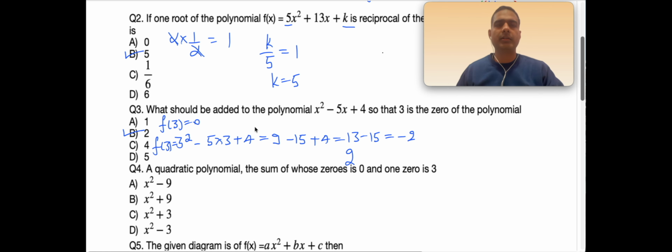So let's quickly go through this question once more. It is saying what should be added to this polynomial to make 3 the 0 of the polynomial. If we find the value of this polynomial at 3, that is f of 3, we get minus 2. But to make 3 the 0 of this polynomial, f of 3 should be 0. So if we add 2 to this equation, f of 3 will become 0. So the quantity which should be added to this polynomial so that 3 is the 0 of the polynomial is 2.